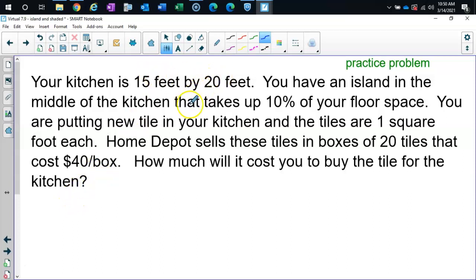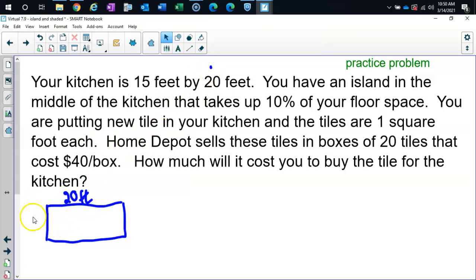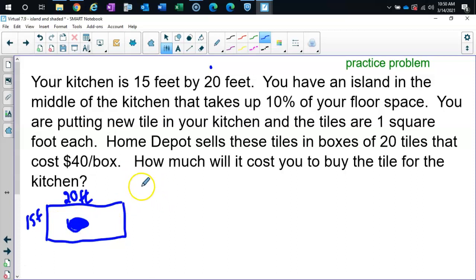All right, first thing I want you to do is find the area of the kitchen. Go. All right, what you should have done is this. Here's our kitchen. It is 20 feet by 15 feet. And here's our island in the middle. That's our island, okay? So area, what you should have done, length times width, is 20 times 15. So your area is 300 square feet. If you did not get 300 square feet, use that number now.